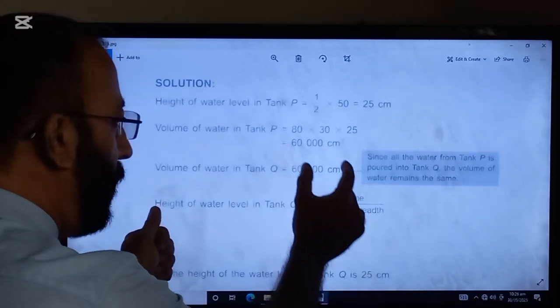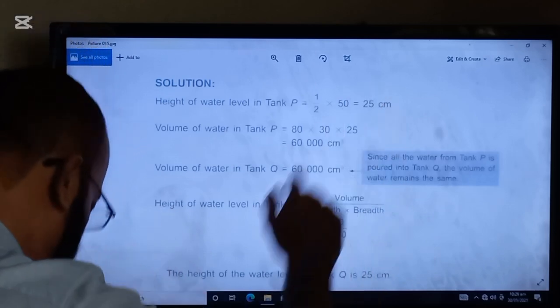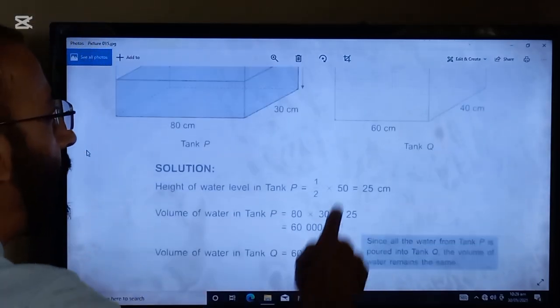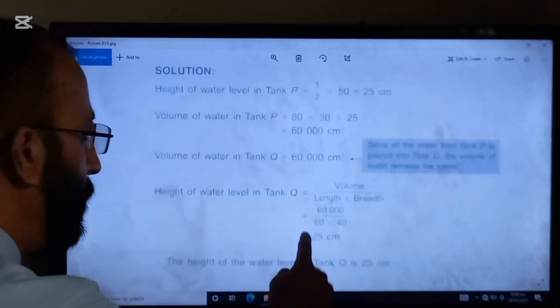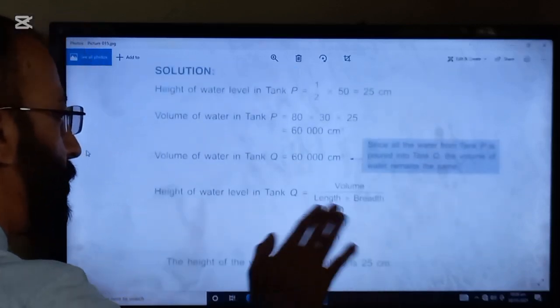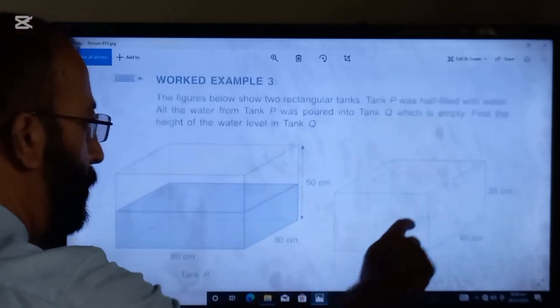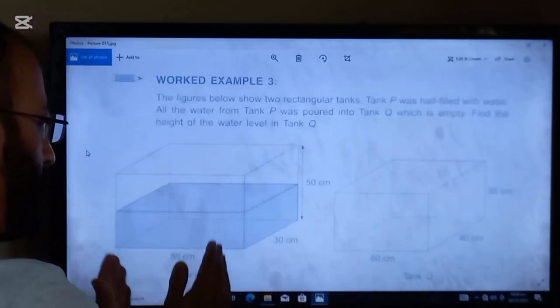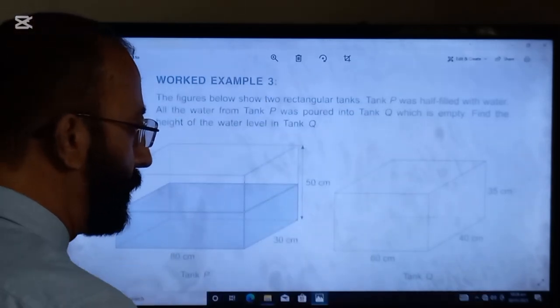This is the volume of the water which is now in tank Q, and the length and breadth of tank Q will be used. So these two values, 16 and 40, will be used. Solve it on the calculator, you will get this answer. So this will be the height of the water in tank Q when this water from tank P is poured into tank Q.